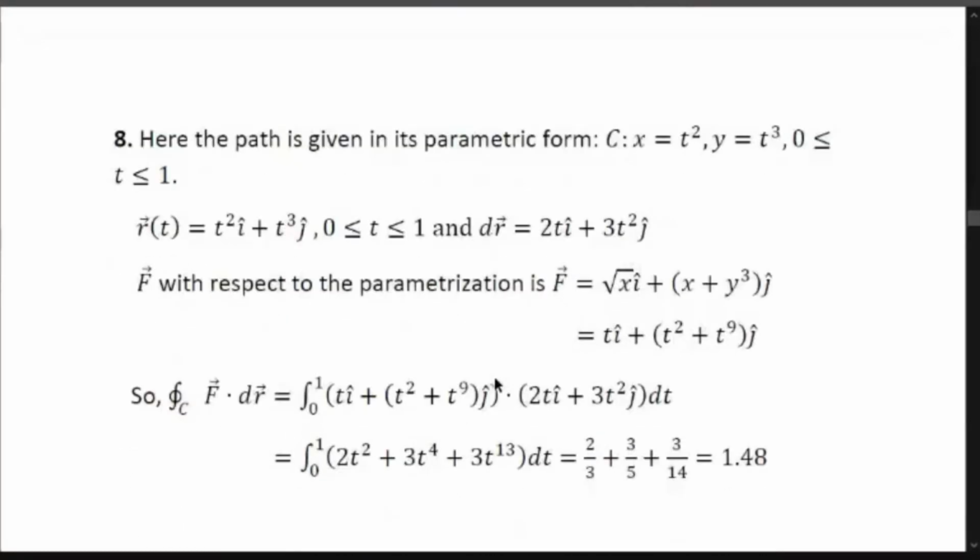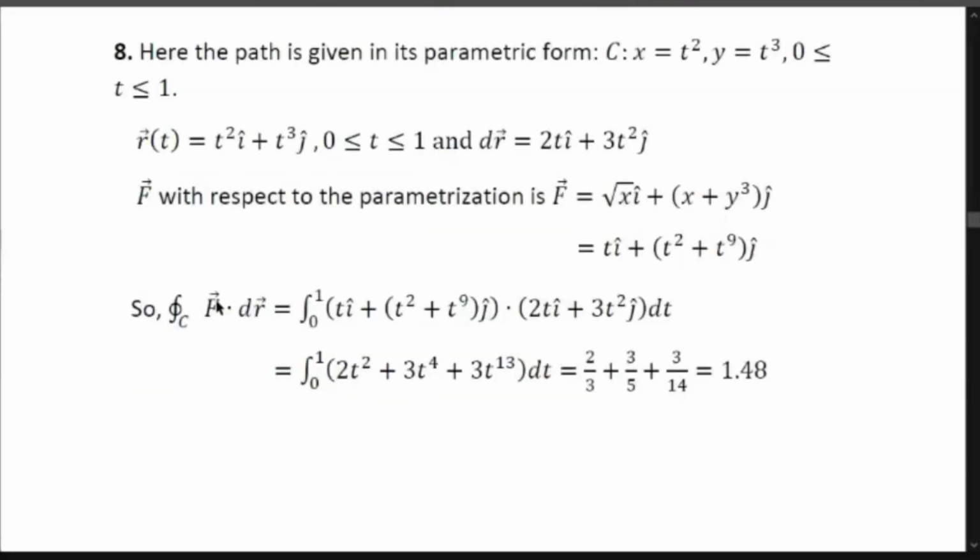So here you don't need to parameterize the curve, because the curve is given in parametric form, which is x equal to t square, y equal to t cube, where 0 less than or equal to t less than or equal to 1. Under this parameterization, the parametric form of the curve is r of t equal to t square i plus t cube j for 0 less than or equal to t less than or equal to 1, and the value of dr is 2t i plus 3t square j.